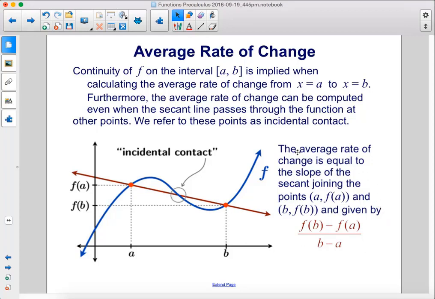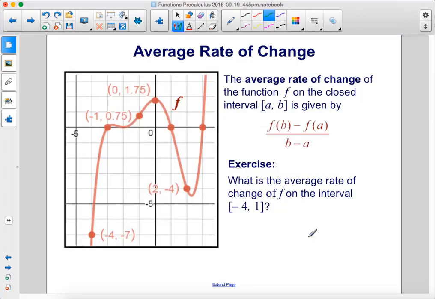of change. The average rate of change is equal to the slope of the secant joining the points (a, f(a)) and (b, f(b)), and is given by f of b minus f of a over b minus a. What is the average rate of change of f on the interval [-4, 1]?